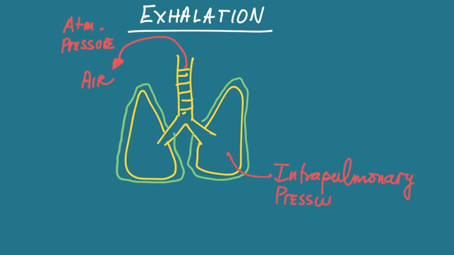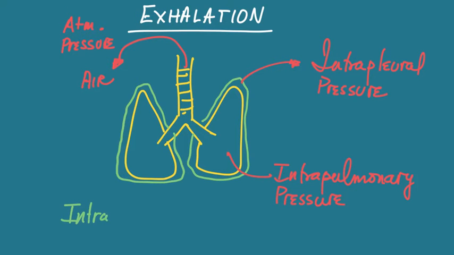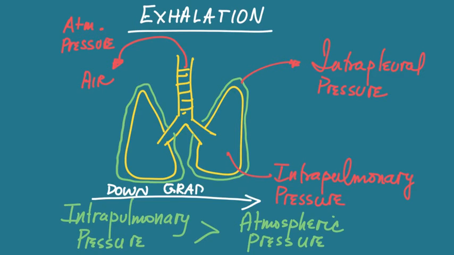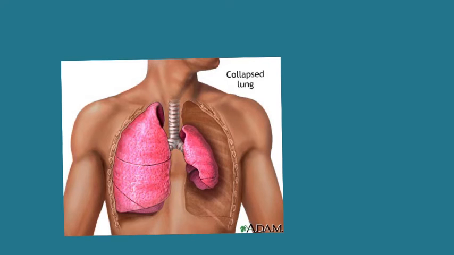Intrapleural pressure must always remain lower than intrapulmonary pressure, or else the lungs will collapse. To recap, in order for exhalation to occur, intrapulmonary pressure must be higher than atmospheric pressure for air to move down the gradient. So what happens if the intrapleural pressure is higher than the intrapulmonary pressure? The danger of that is collapsed lung.